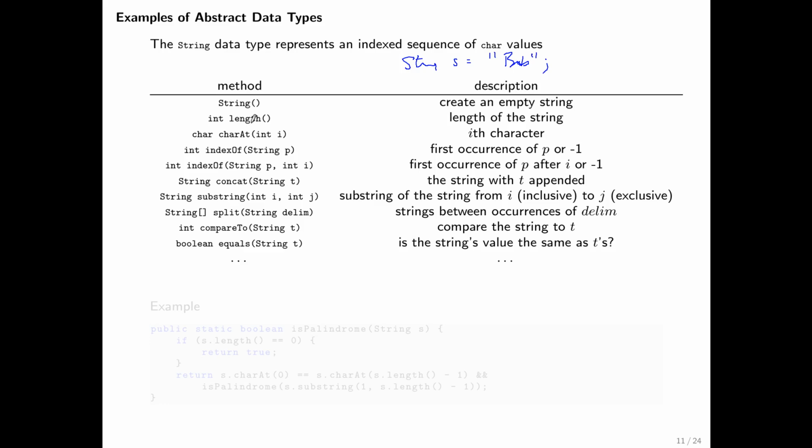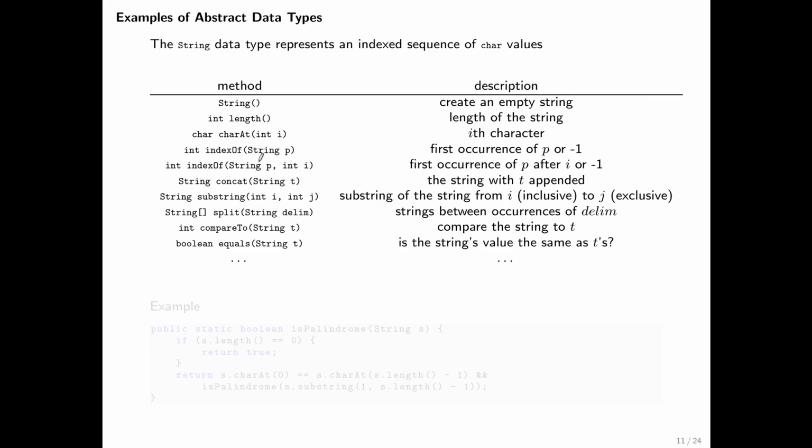And remember, these are all instance methods. So the way you invoke these methods is on an object. For example, you could say s.length to get the length of a string. And in this case, it's going to be 3.